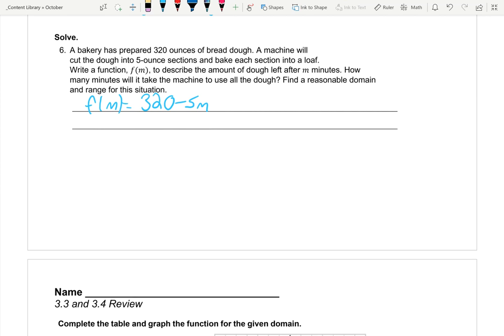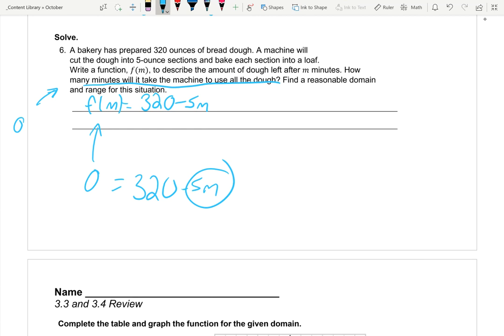Okay, so now to do this, remember f of m represents the total amount of dough that's left, right? M represents just the minutes that are passing. So this question, how many minutes will it take the machine to use all the dough? That's referring to having 0 dough remaining. So our answer would be 0 dough remaining, 320 minus 5m. Essentially, 320 minus 320 would be 0, so we have to figure out what makes 5m equal 320, if that makes sense.